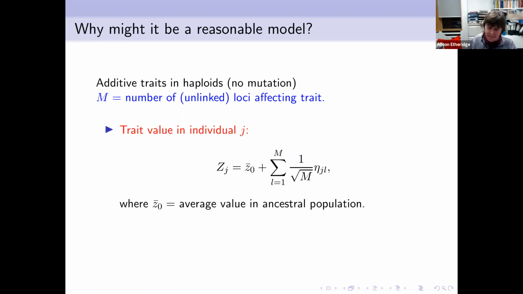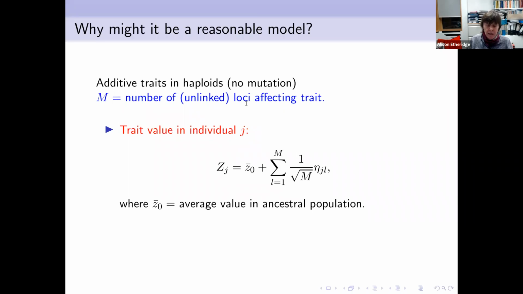Let's see why you shouldn't worry, or you should worry, but you shouldn't worry too much. I did tell you nothing I wrote down would be strictly true today, but it's almost true. So why is it almost true? Well, let's think about additive traits and haploids. So we're not going to think about mutation. We're just going to think about the genetic component of a trait, where the genetic component is determined by a large number of unlinked loci.